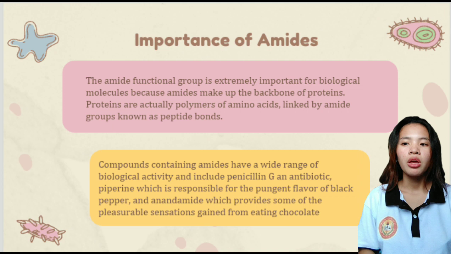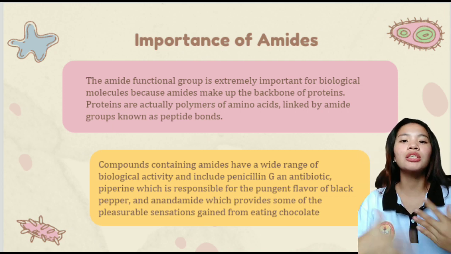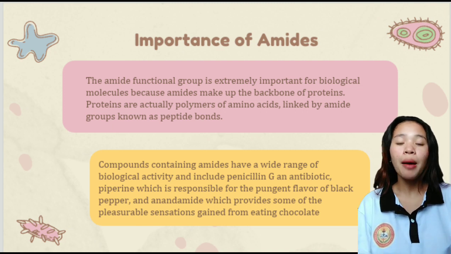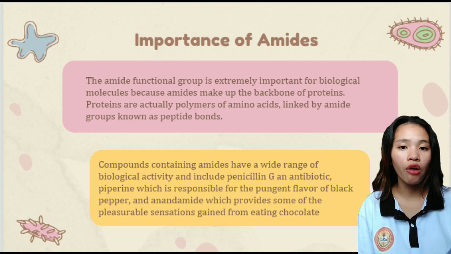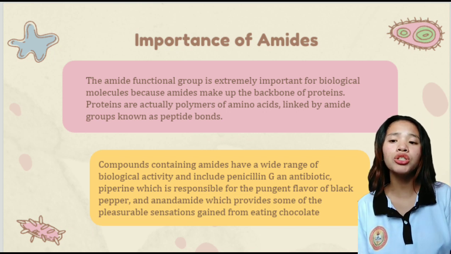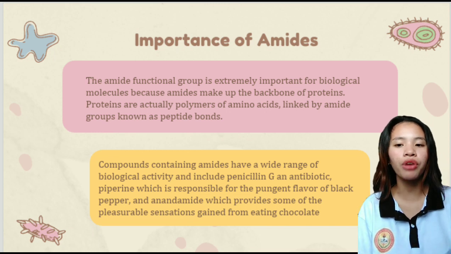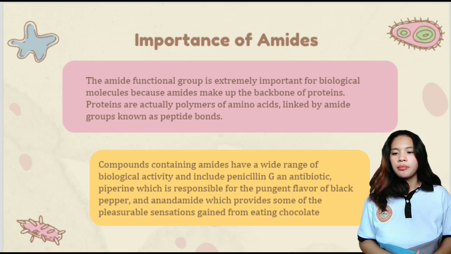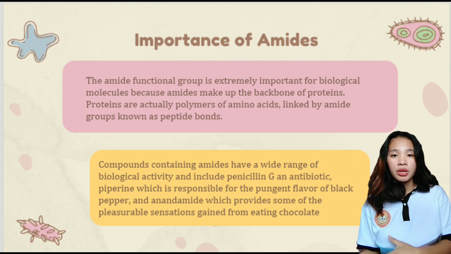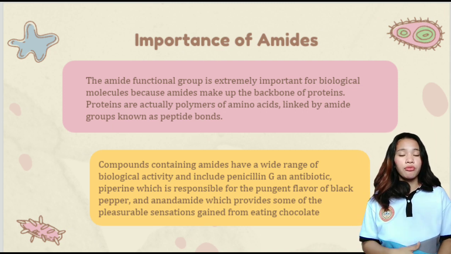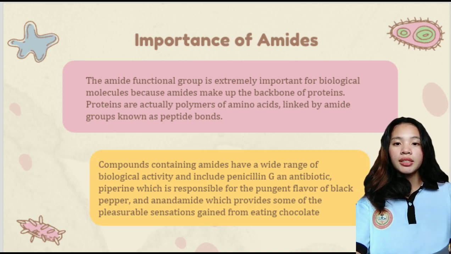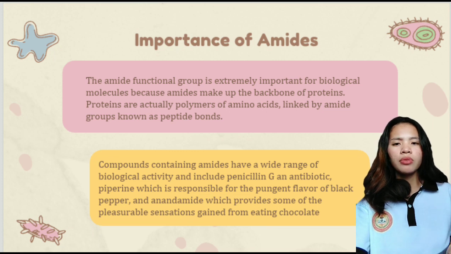Additionally, the amide functional group is extremely important for biological molecules because amides make up the backbone of proteins. And compounds containing amides have a wide range of biological activity in making medical drugs. Piperine, which is responsible for the pungent flavor of black pepper, and anandamide, which provides some of the pleasurable sensations gained from eating chocolates.